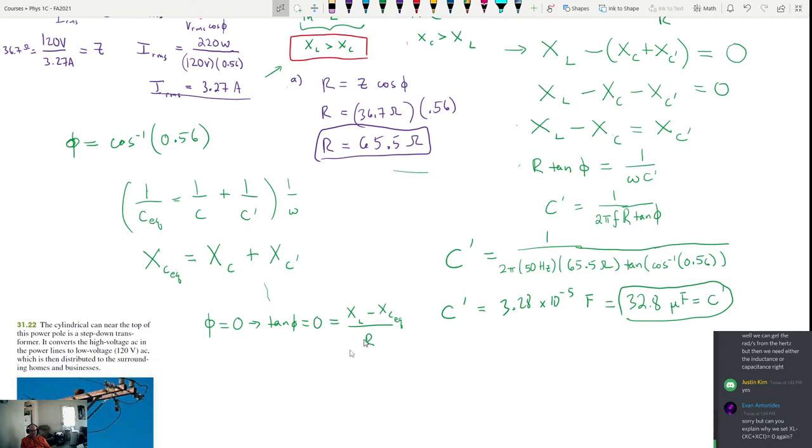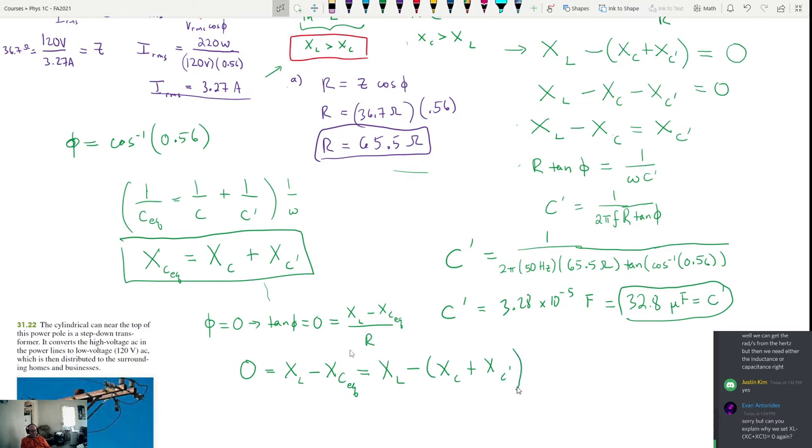And that means that if I multiply R to 0 over here, then I get that 0 is equal to XL minus XCeq. But XCeq is just equal to, from here, XC plus XC prime. Does that help you, Evan, to see where it came from? Okay, great. Does anyone else have any questions about this problem?